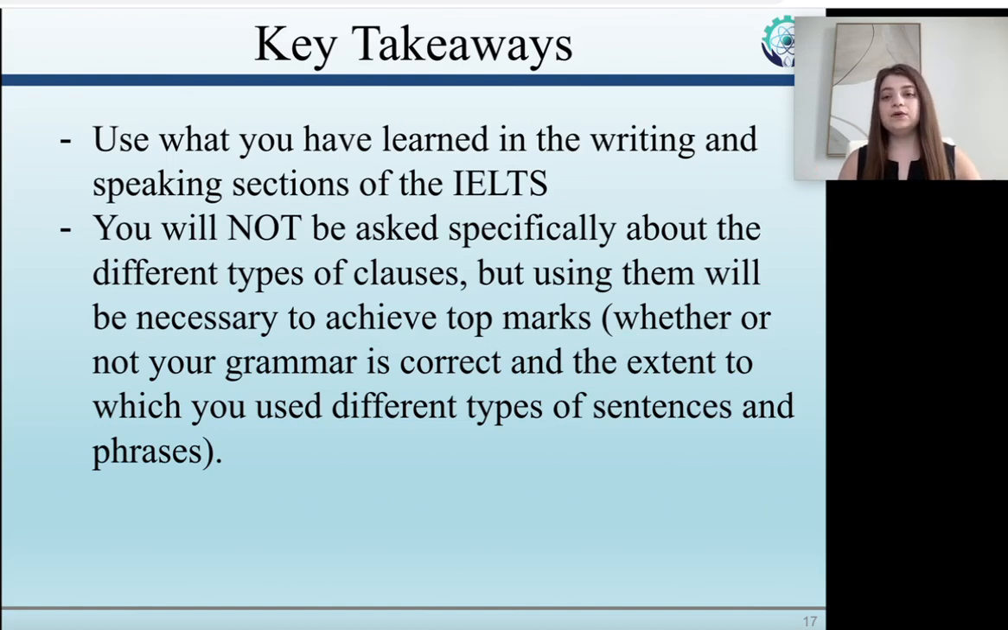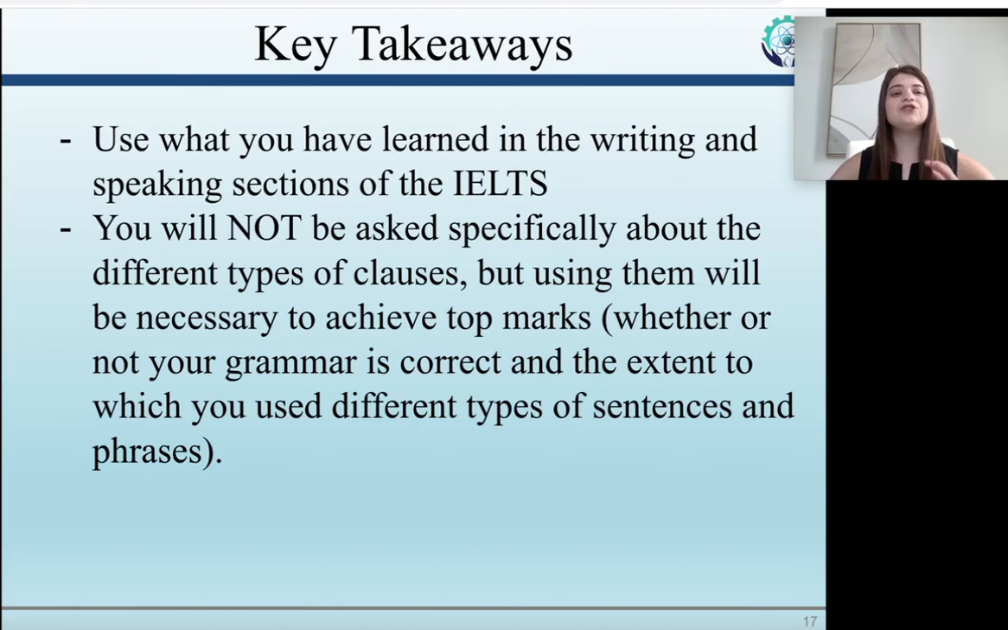Same with compound sentences and complex sentences. You'll be expected to use both of those, but you will not be expected to identify, oh, this is a compound sentence and this is a complex sentence, right? No. To achieve top marks, you're going to have to use what you learned today and use what you learn in the other grammar lessons. However, you won't actually have to identify them. And so I wouldn't be too concerned about remembering which one's a noun clause and which one's dependent and what's independent and what's a compound sentence versus a complex sentence, because you know what? You're not going to be asked about that on the IELTS.